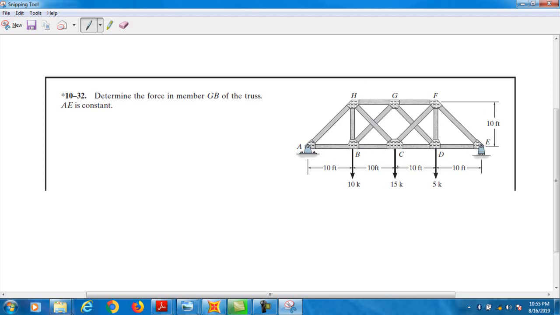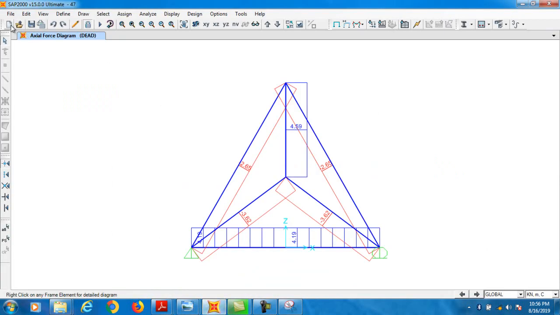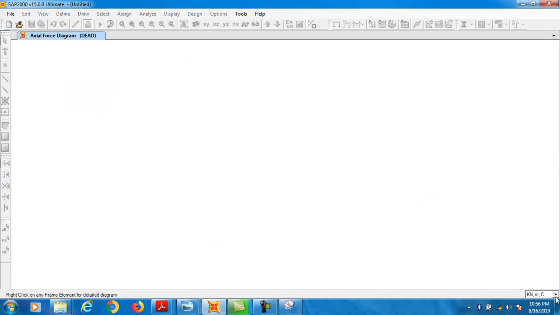We model this truss using the 2D truss template. In that template we need divisions. In this truss we have division number 1, 2, 3 and 4, and the span of each division is 10 feet, which is constant. The height of the division is also 10 feet. The units are kips and feet. So you see there is a 10, a 15 and a 5 kip load. Let's model the truss and see the results. Make sure the units are kip-feet.